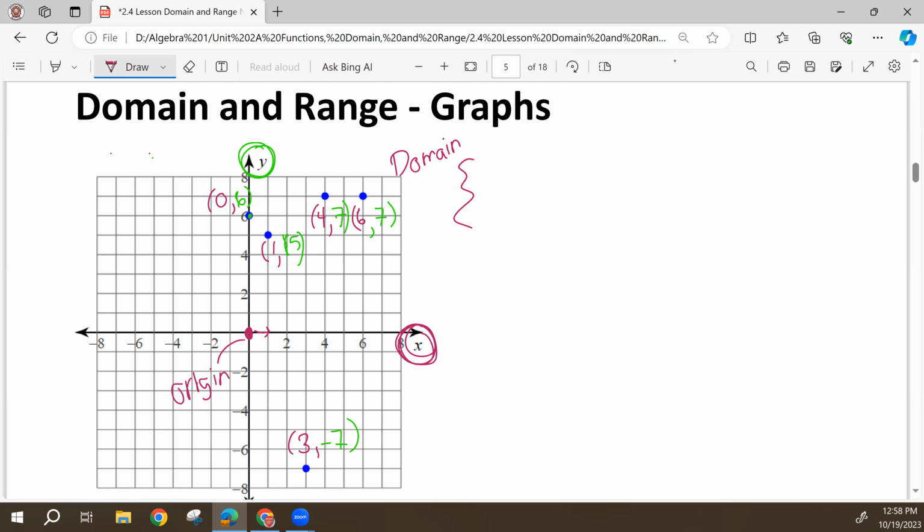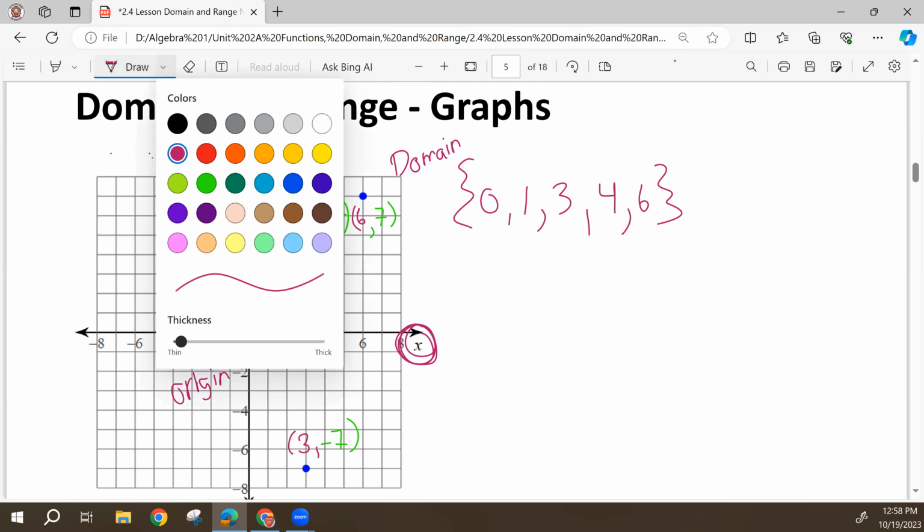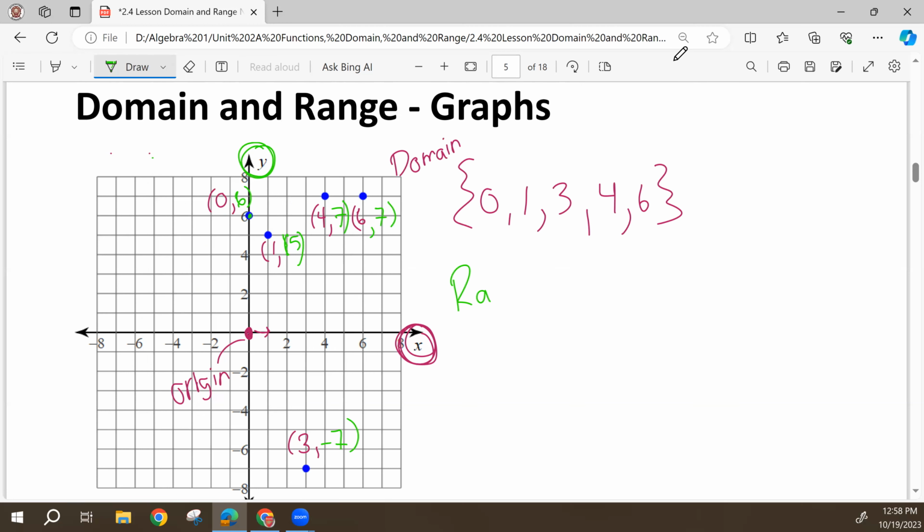My domain is 0, 1, 3, 4, and 6. And my range is -7, 5, 6, and 7. And we will not write the 7 twice, even though it shows up more than once, we'll only write it once.